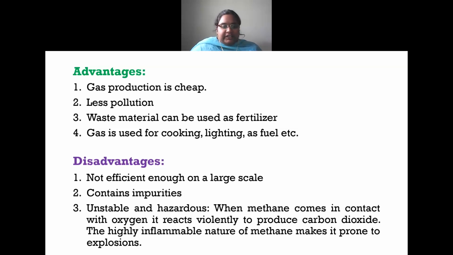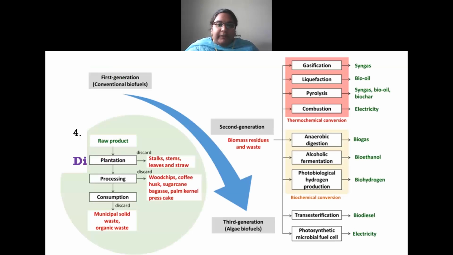Then it contains impurities, which might be hazardous for us. It is also unstable and hazardous. When methane comes in contact with oxygen, it reacts violently to produce carbon dioxide. The highly inflammable nature of methane makes it prone to explosion. So that's a very big disadvantage, right? Whenever methane is exposed to oxygen, it reacts violently and there will be an explosion, which is a very big disadvantage. So these are the advantages as well as disadvantages of biogas.